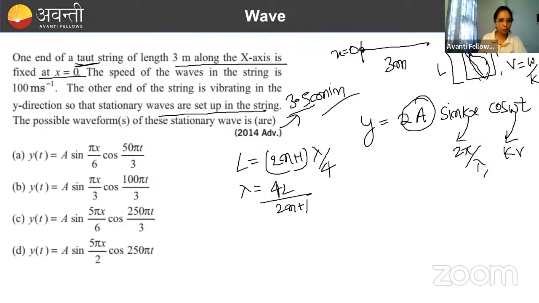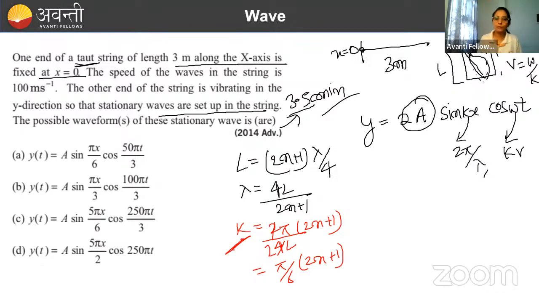Now, let's calculate the k value then. So, what will be the value of k? K is how much? 2 pi by lambda. So, 2 pi divided by 4L by (2n plus 1). It will become how much? 2, 2. L ka value kitna hai? 3. So, 3 into 2 will become 6. So, this is pi by 6 into (2n plus 1). So, we have got the value for k. Done. So this is here.